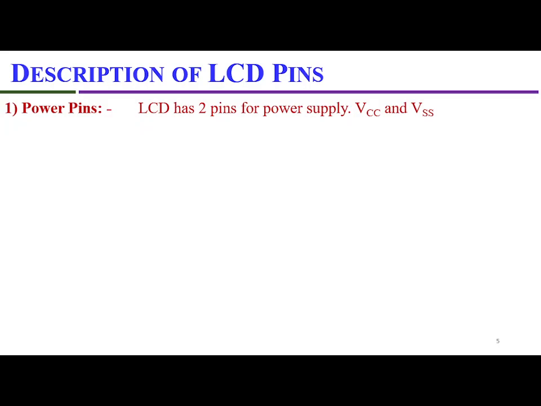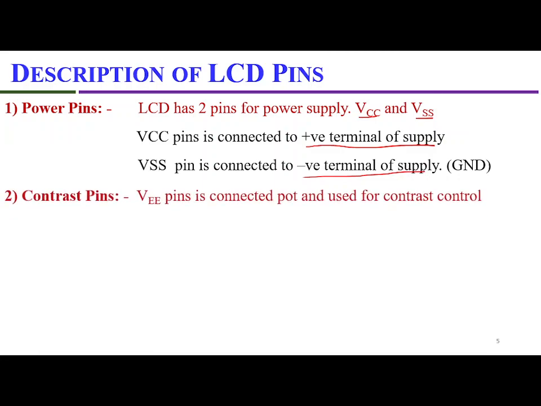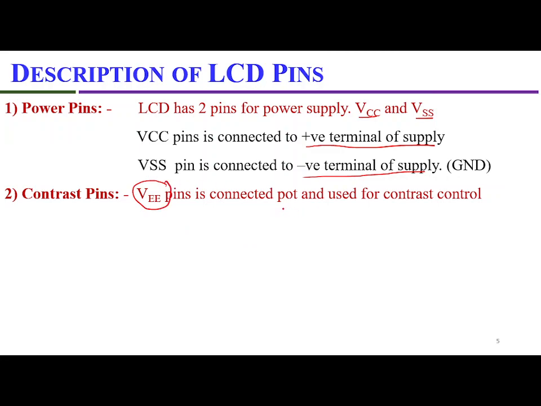The first 2 pins are for power supply, they are VCC and VSS. VCC pin is connected to the positive terminal of the supply, and VSS pin is connected to the negative terminal of the supply, that is ground in the circuit. The third pin is called VEE or sometimes V0. It is always connected to the variable point of a potentiometer, or you can say preset. It is used for contrast control.